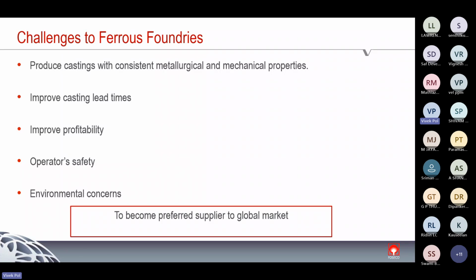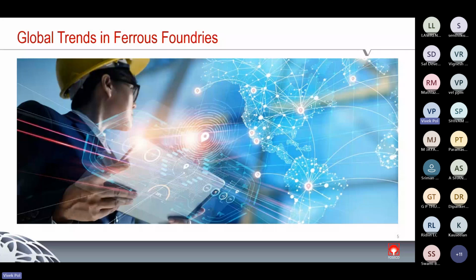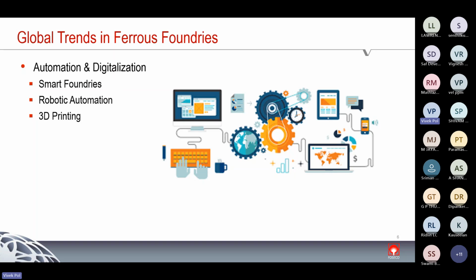So in a nutshell, to become a preferred supplier in the global market is every foundry's ambition, and that's why sustaining in the global market is a big challenge. And when we try to align these challenges with global trends, we can ask what the global trends in ferrous foundries are.